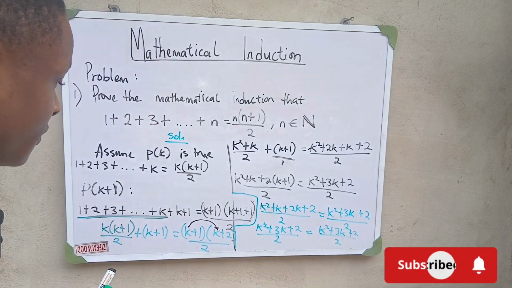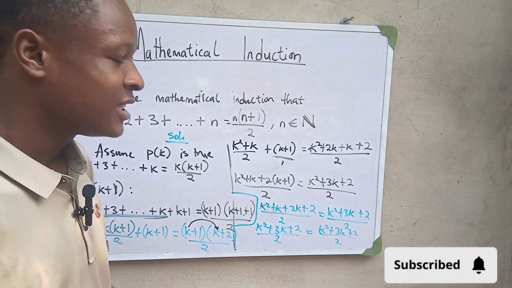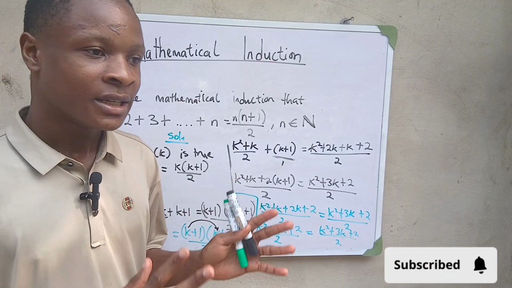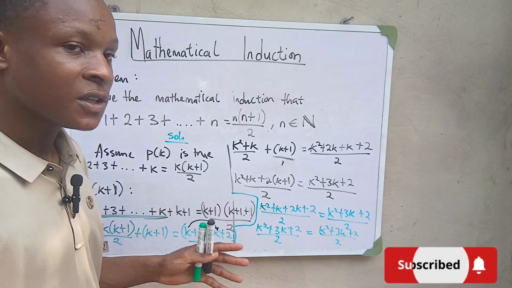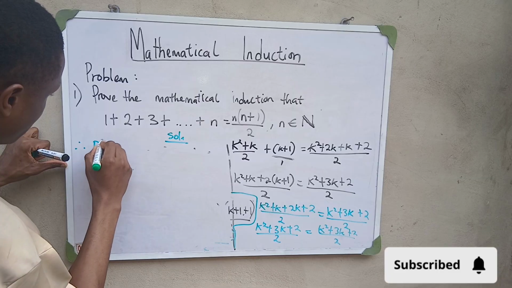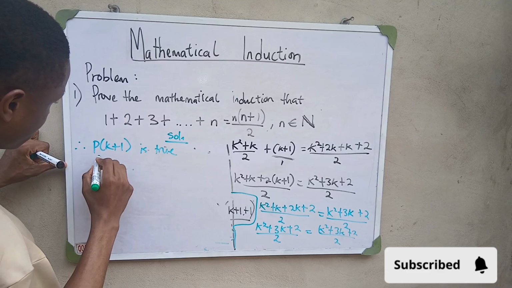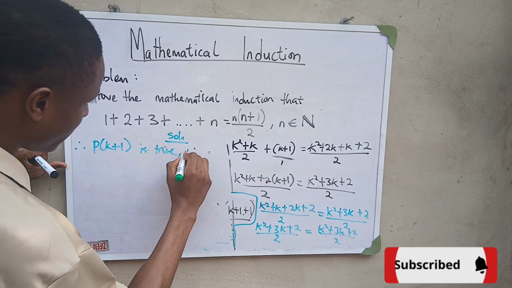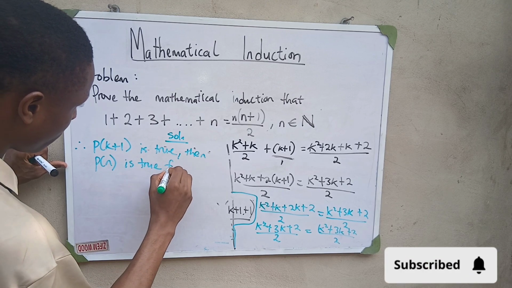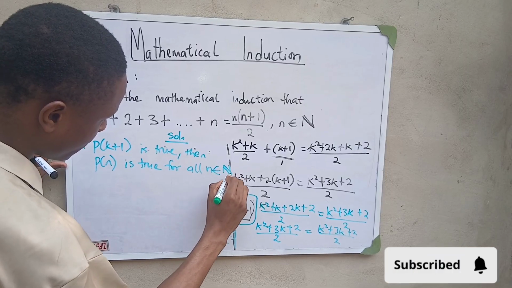Now we have been able to prove that P of k plus 1 is true. Since P of k plus 1 is true, that means this statement satisfies all natural numbers. It works for all natural numbers. So we are going to say, therefore, P of k plus 1 is true. That means P of n is true for all n an element of the natural numbers.